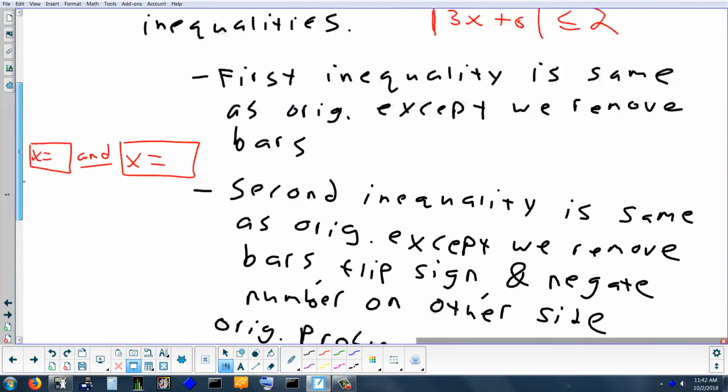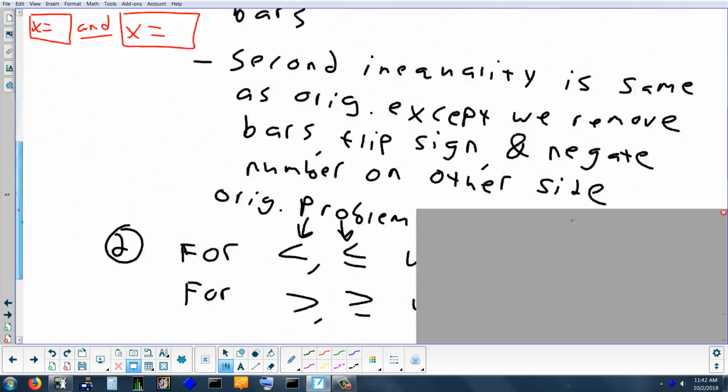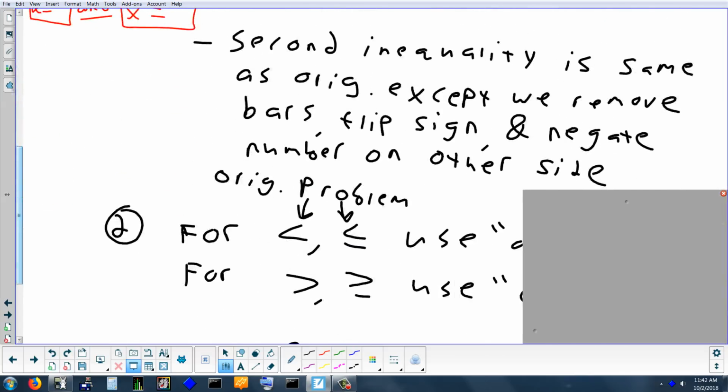So if I go up to the example I wrote, the original problem has a less than, or less than or equal. Basically, same idea. Anytime you have a less than or a less than or equal, you use and. The original problem had a less than or equal, you use and. If the original problem was a greater than or equal to, you use or.